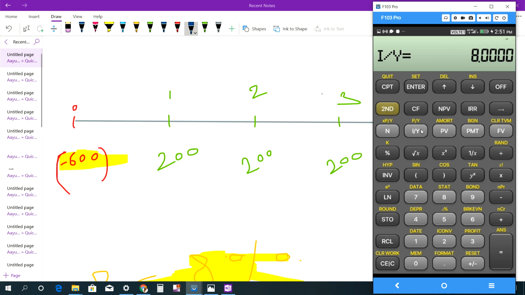So what you have to do is just compute the N. When you press compute and then N, this is the discounted payback period. It is very simple to compute.